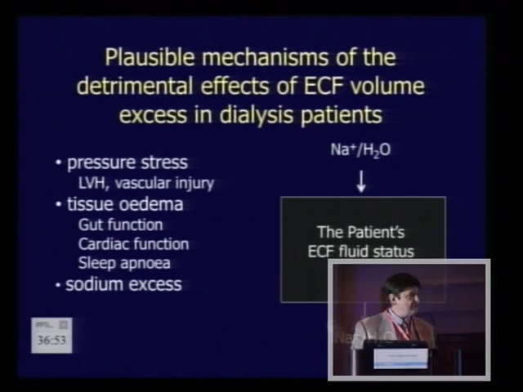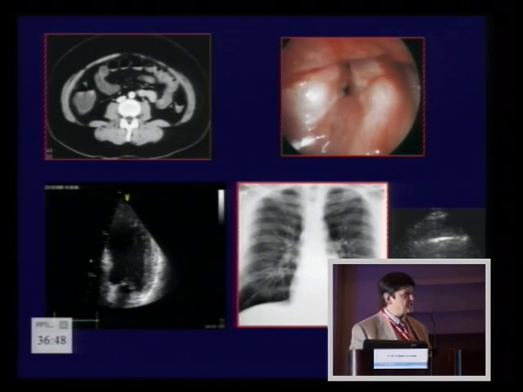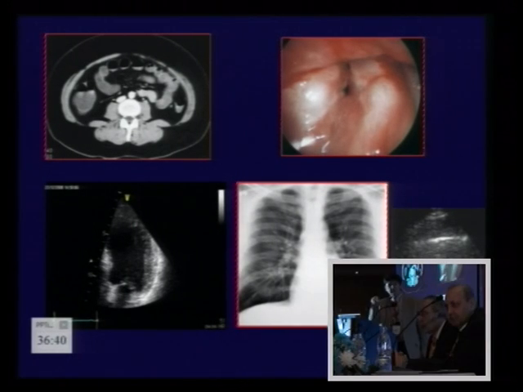But it is important to understand that there are several aspects to poor volume control. We're, of course, all familiar with the pressure effects long-term with the heart, with cardiac dilatation, the development of cardiac failure. But, of course, tissue edema as well is an important problem. And I've just given two or three examples here.